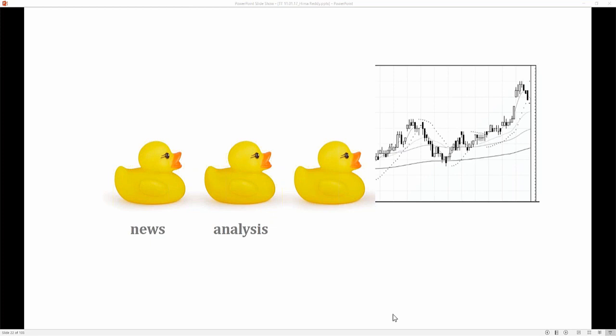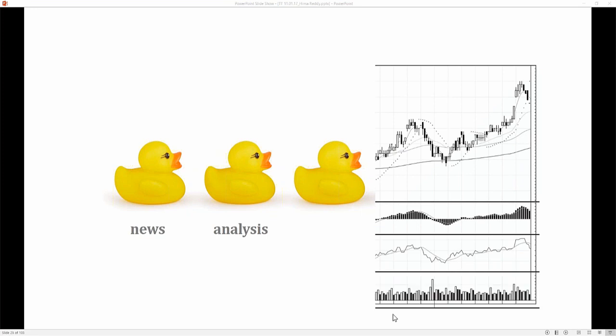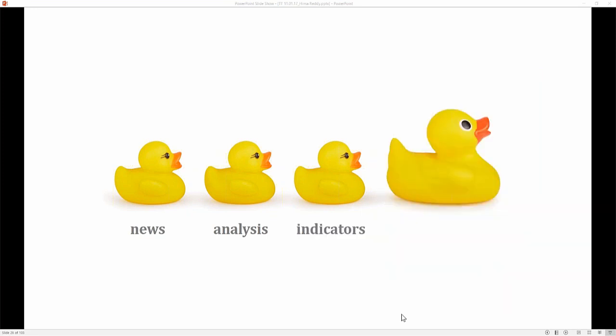Now the next little duck. You take a chart like this and if you're a technician like me, you probably have an urge to put something beneath it. One, two, maybe three indicators, all right? Indicators can provide a lot of insight into the market, especially when it comes to volume and market sentiment. And when you use them correctly, you can better understand what's going on in any particular market.